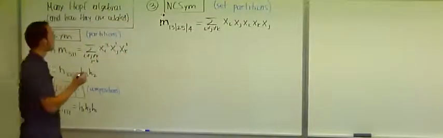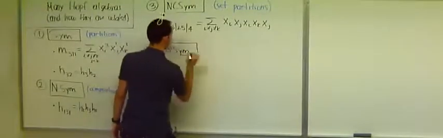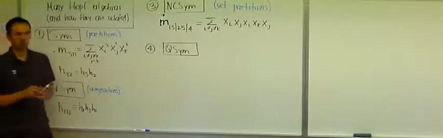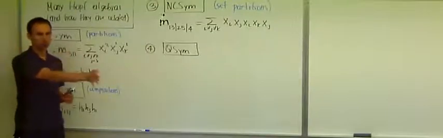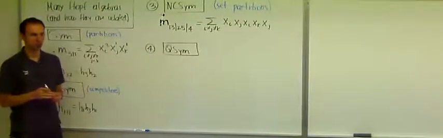Okay. Another one is QSYM. So these are the quasisymmetric functions. And now remember that we don't necessarily need to be completely symmetric. We just need to know that if some variables are in the same order, with the same exponents, then they have to have the same coefficients.